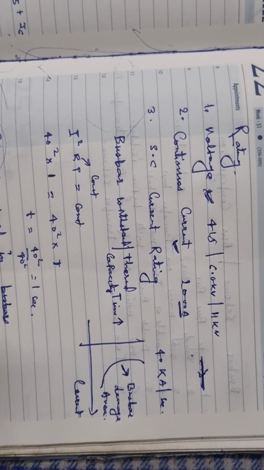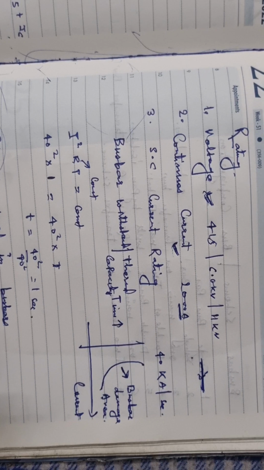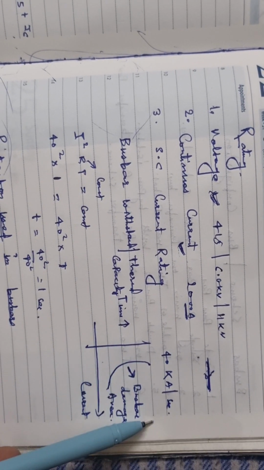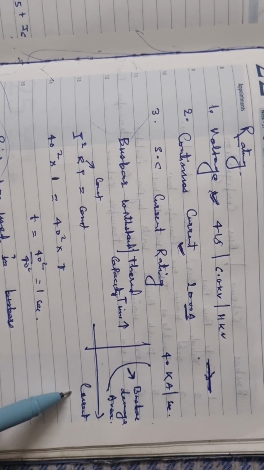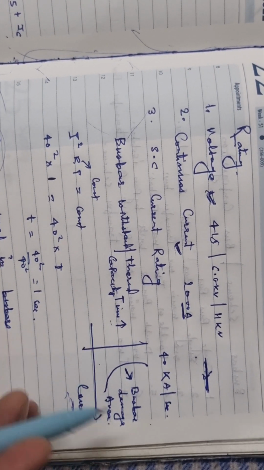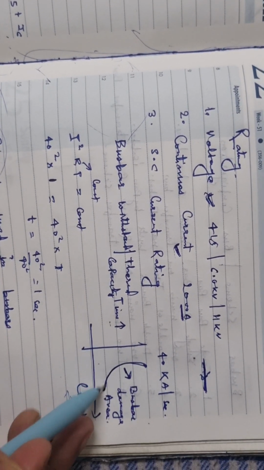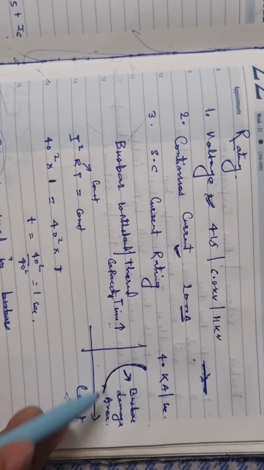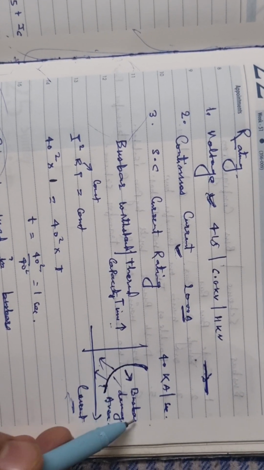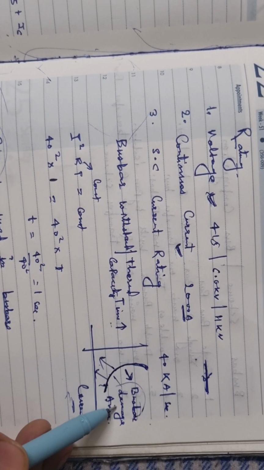Third point is the short circuit current capacity rating. You will see that the bus bar is designed for 40 kA per second, meaning for 40 kA of current, it can sustain for 1 second. For example, if this is the curve for 40 kA, it can sustain within this, but if it goes outside this, the bus bar may get damaged.